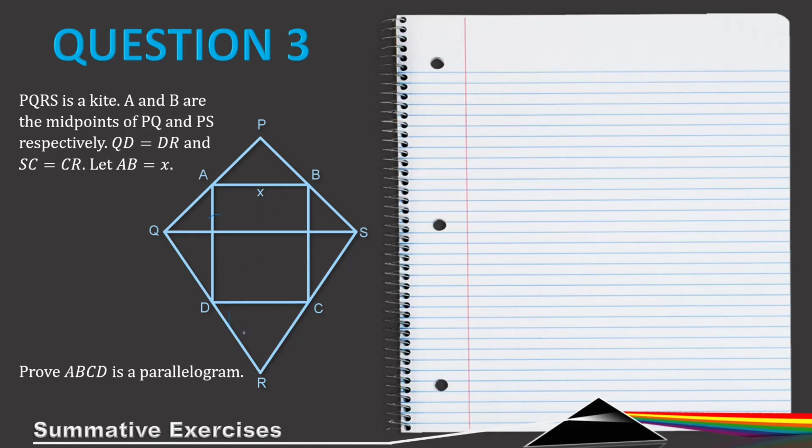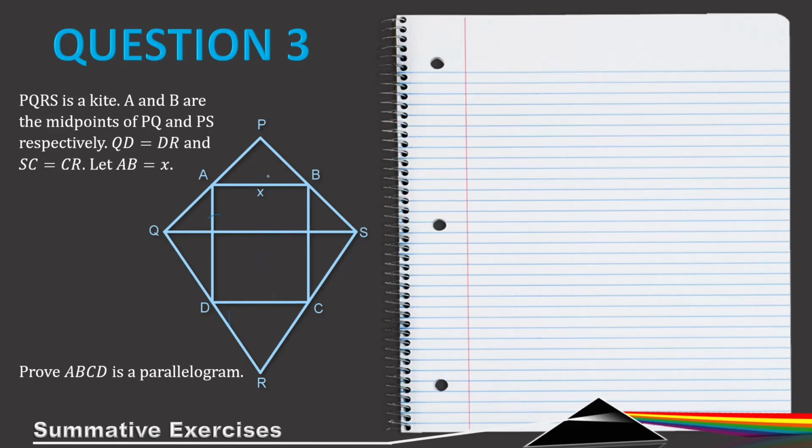When we look at parallelograms, the first one is proving that both pairs of opposite sides are equal. The second one is proving that both pairs of opposite sides are parallel. The third one is proving that one pair of sides is both equal and parallel. The fourth one, I think, is that you prove that the diagonals bisect each other, and the fifth one is something else as well. Now, we have seen with the midpoint theorem that AB is parallel to QS, which also means that DC is parallel to QS. So there we can already prove these two parallel to each other because they are both parallel to QS.